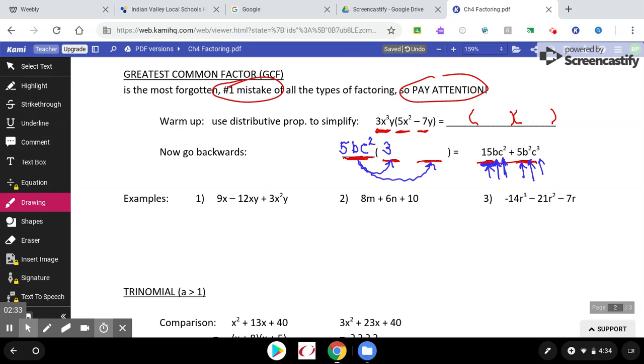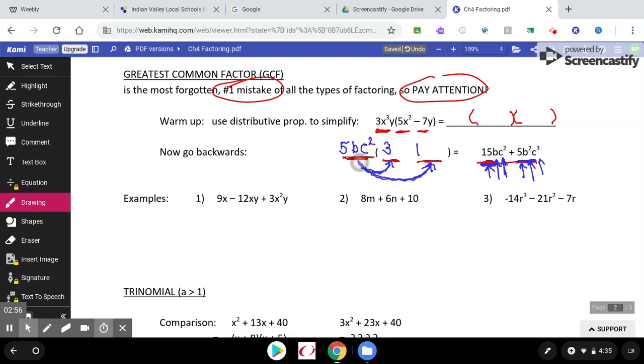But here's the upside of this. You can always check it. If I were to multiply these two out, do you get 15bc squared? The answer is yes. Okay, the second one. So distributive property in reverse. So 5 times what would give me the 5? Well, 1. Okay, now you wouldn't have to write the 1, but that's okay.